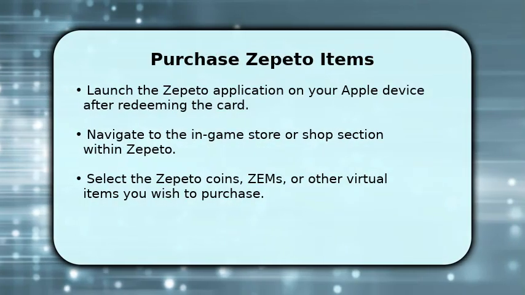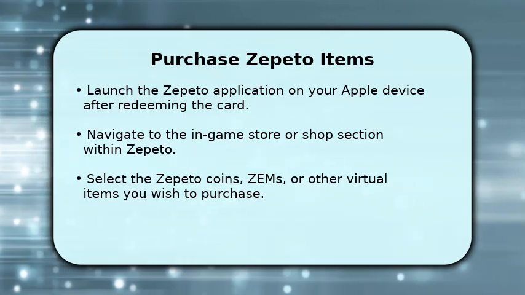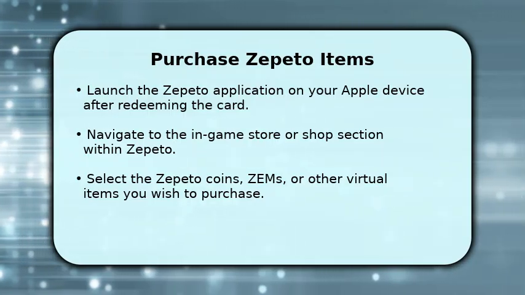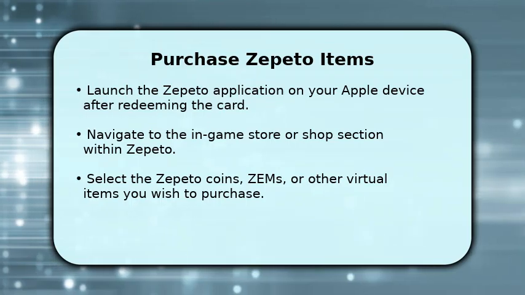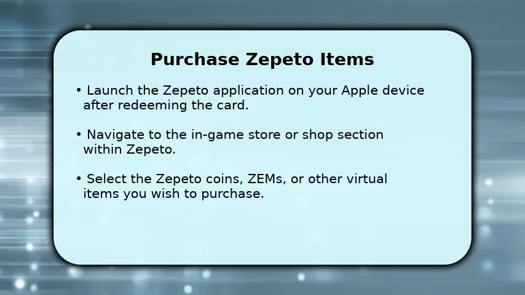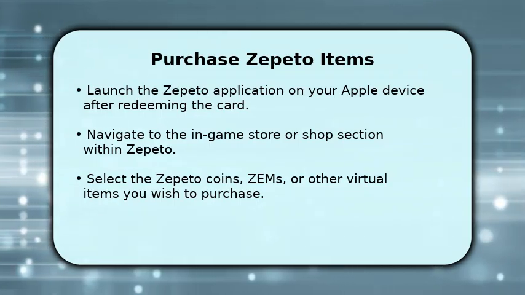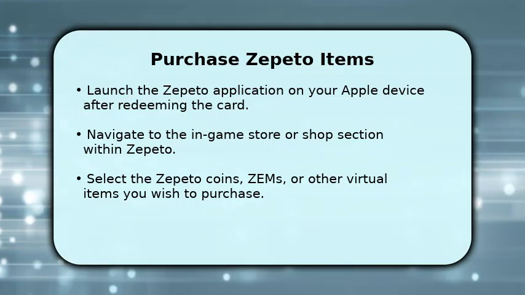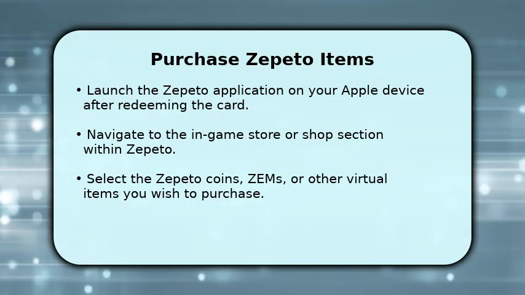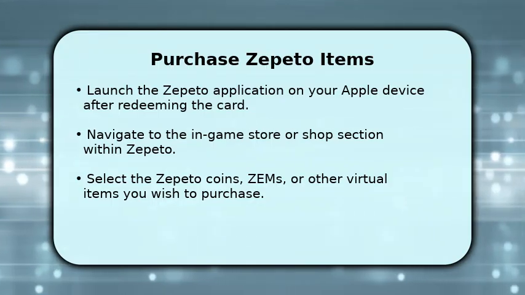Now that your Apple gift card is redeemed, making purchases in Zepeto is straightforward. Open the Zepeto app on your device and head to the in-game store. Browse and select the Zepeto coins, Zem, or any other virtual items you want to buy. When you proceed to checkout for your selection, your Apple account balance will automatically be applied as the payment method. Confirm your purchase, and your new items will be added to your Zepeto account instantly.